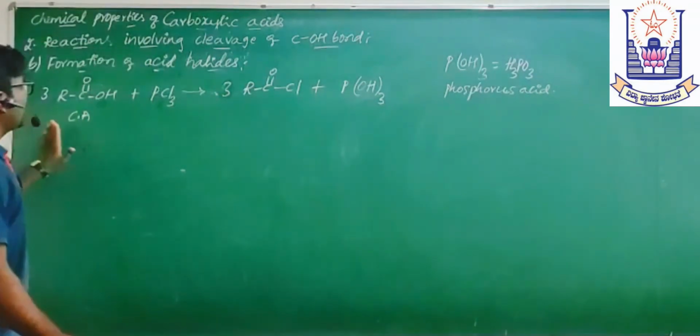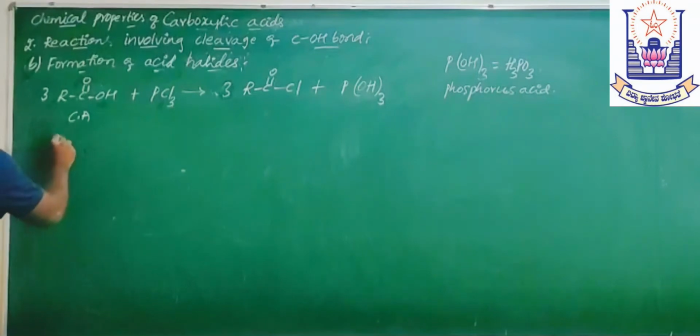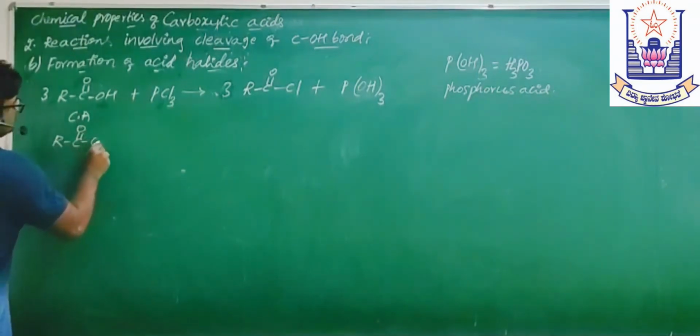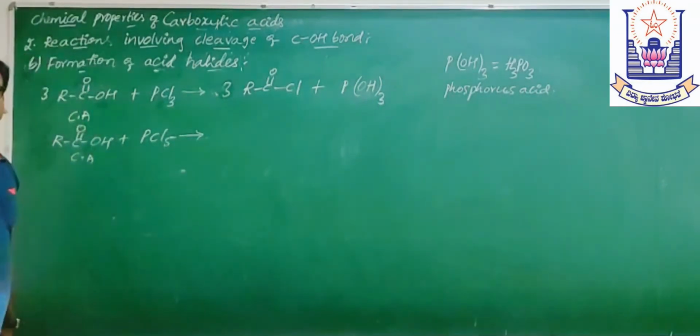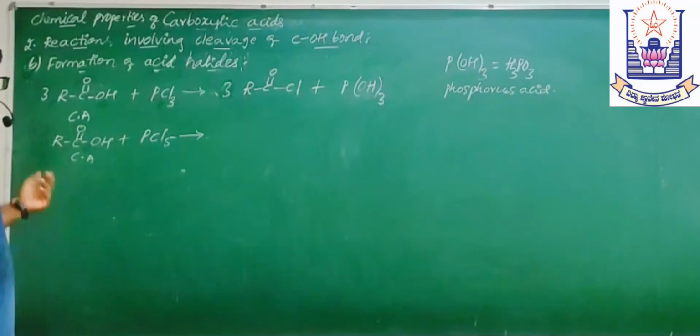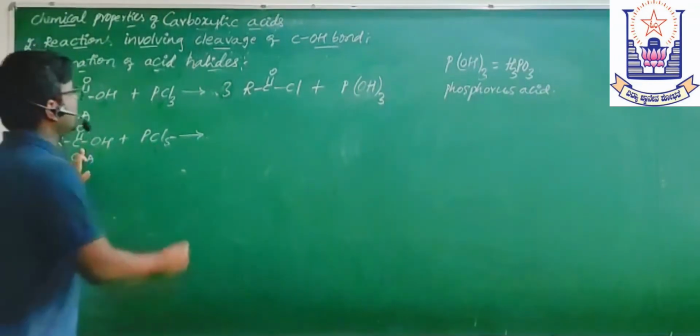If here R is an alkyl group or aryl group, no problem. Take one more reagent. Take carboxylic acid and treat with PCl5, phosphorus pentachloride. What happens? One OH will be replaced with one Cl. You will get it.